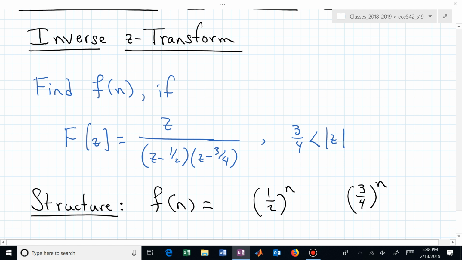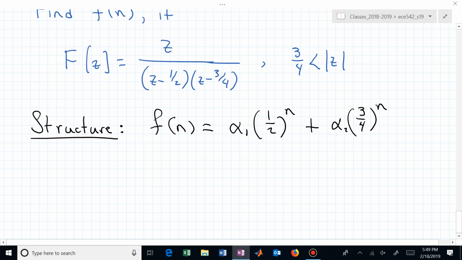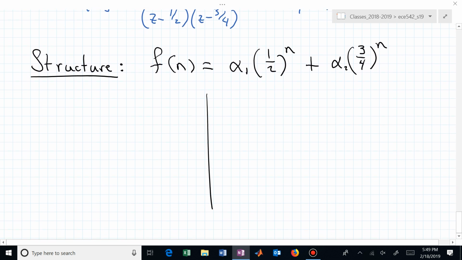And those are going to evolve within. And I could say, oh, I don't know the weighting, so let me just call those alpha 1 and alpha 2. For what values of n is this structure going to exist? Do we know? Can we determine? What if we now said, oh, let's just, I don't remember, but I can draw the z-plane.